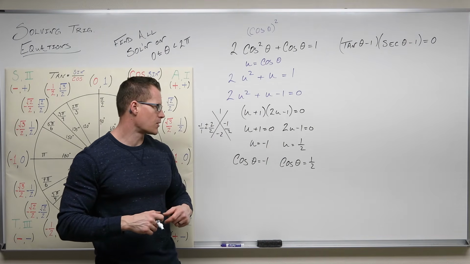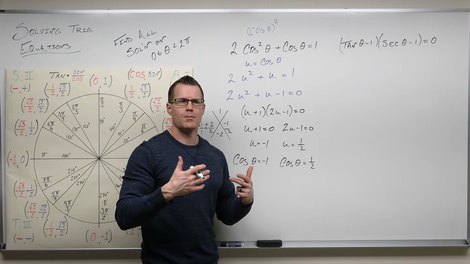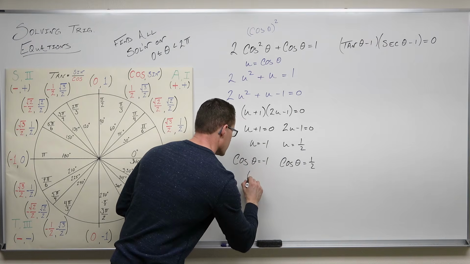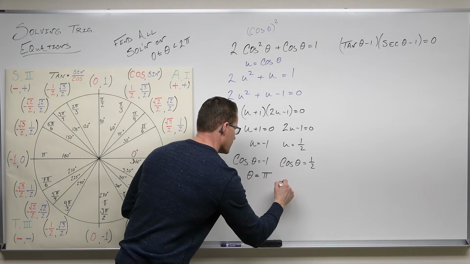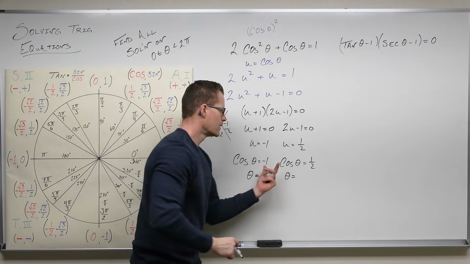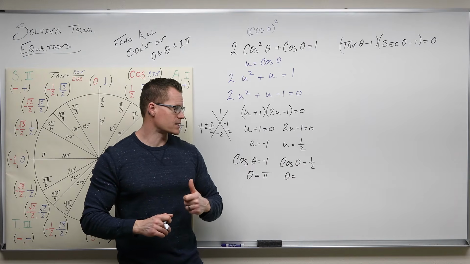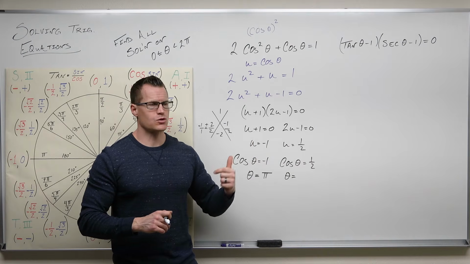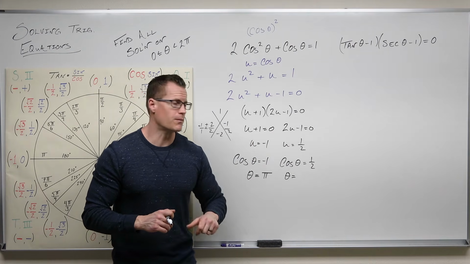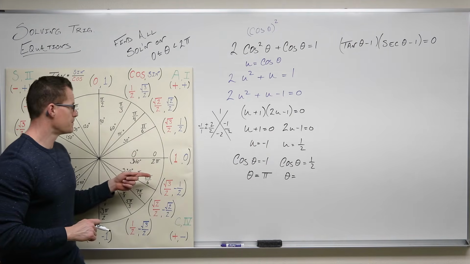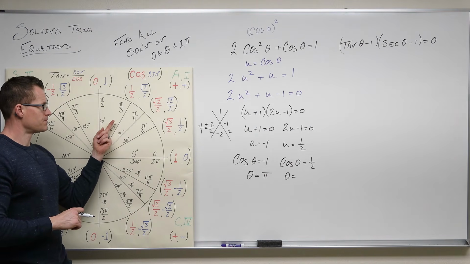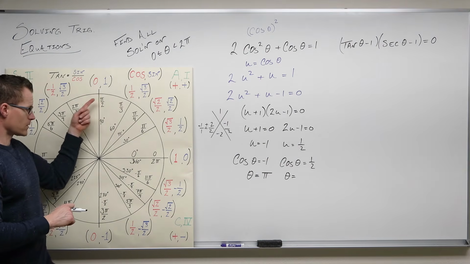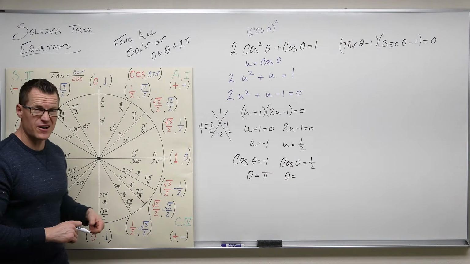So cosine theta equals -1 says, on what angle is my x-coordinate -1? That's pi. Cosine theta equals positive 1/2 says on what angle is my x-coordinate 1/2? Well, there's two of them. It's going to be pi over 3, all the way around, 5 pi over 3.